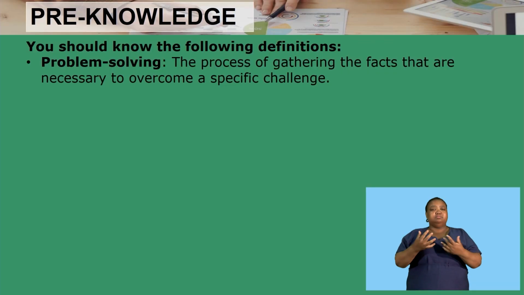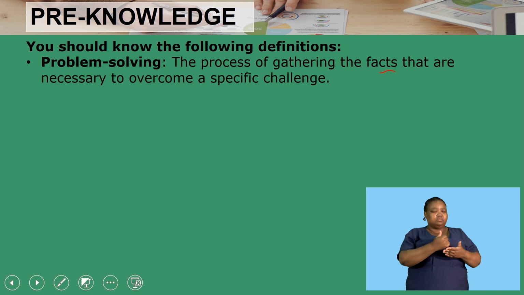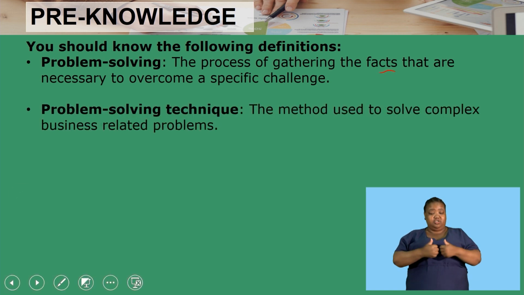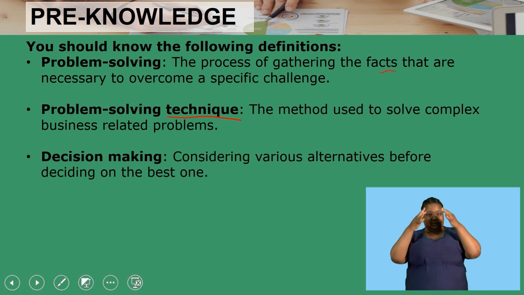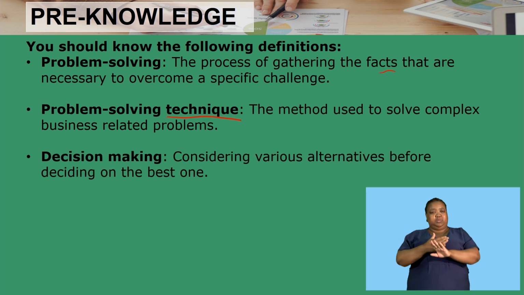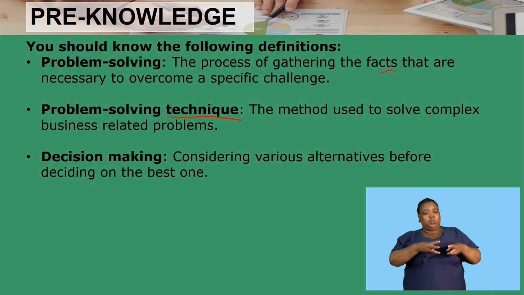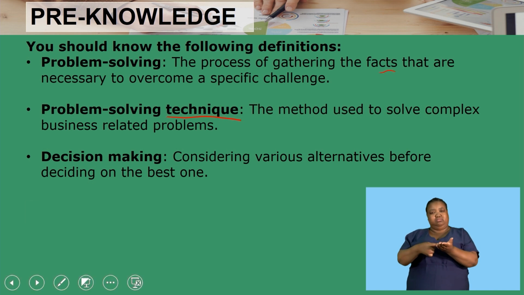All right, so pre-knowledge: you should know the following definitions. This is what is expected of you as we're starting the lesson. Problem solving is the process of gathering facts that are necessary to overcome a specific challenge. A problem-solving technique is a method that we use to solve complex business-related problems. And we've got decision making: considering various alternatives before deciding on the best one.